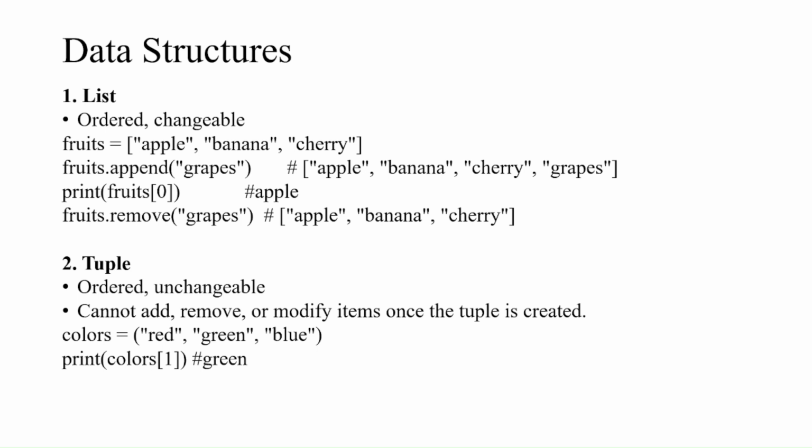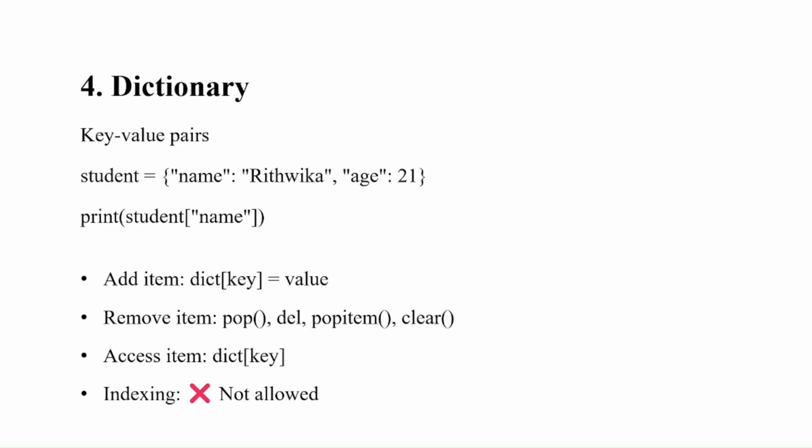Fourth one is dictionary. It has key value pairs. We can write like this: variable name equals, we use curly braces, next key value pair. We can add an item, we can remove an item, we can access an item. We can't perform indexing directly. If you want to perform indexing, we have to convert the dictionary to a list, then we can perform indexing. For adding an item, we use dict of key and value. Next, remove item, it will be 4 types: pop, del, popitem, clear.